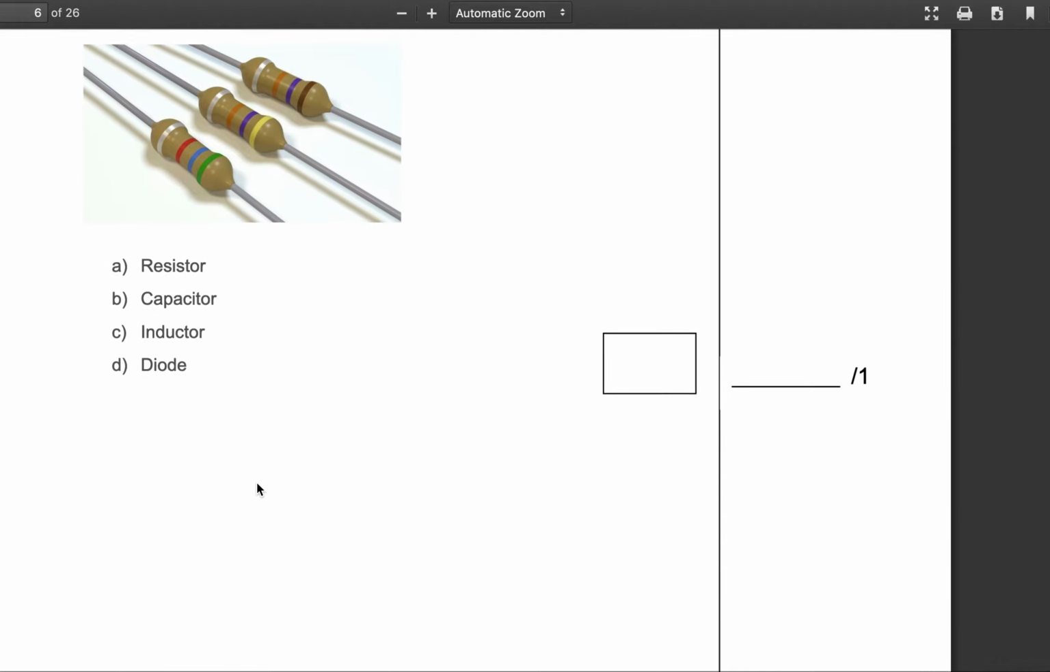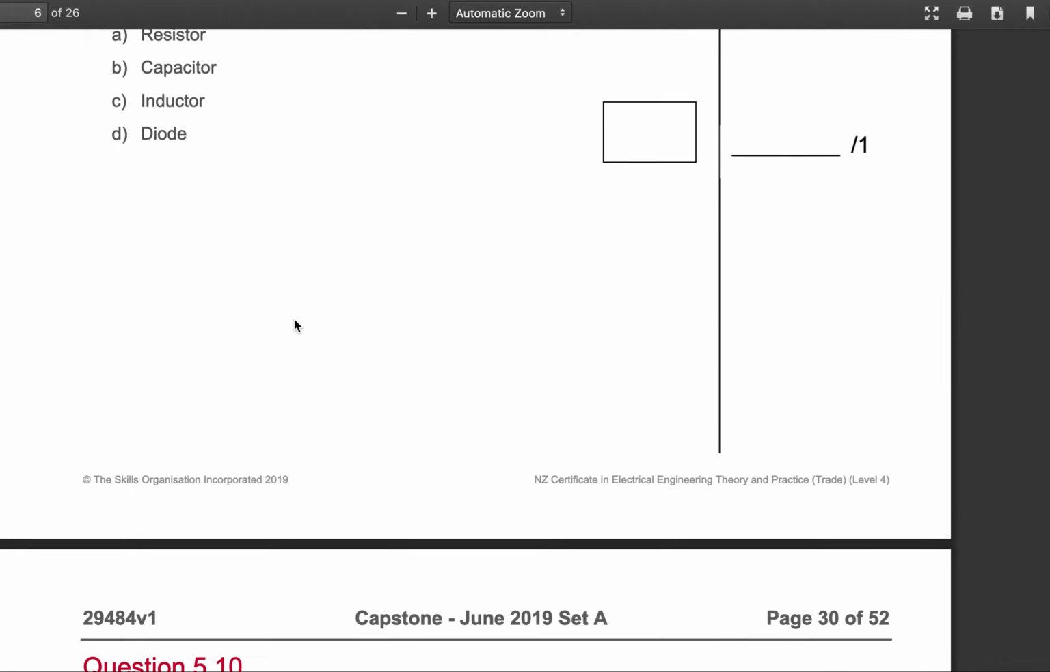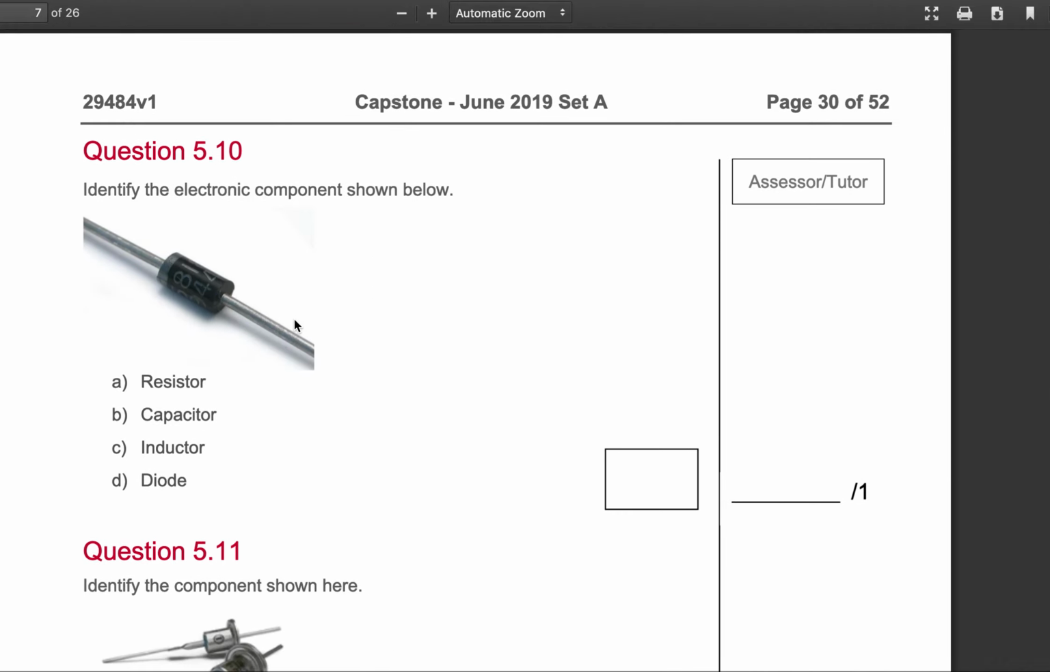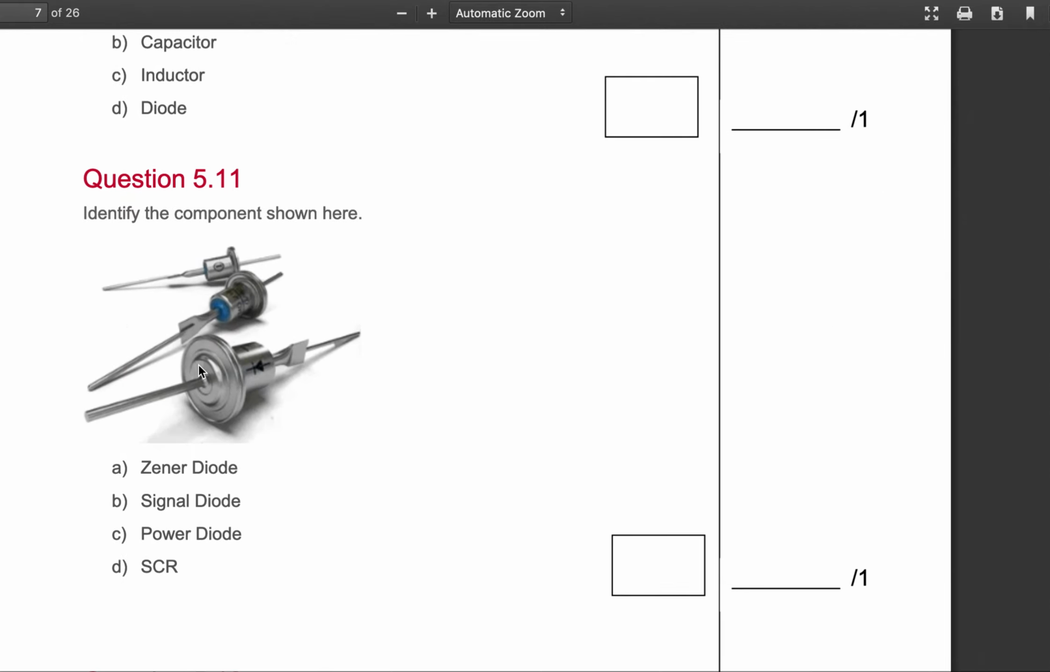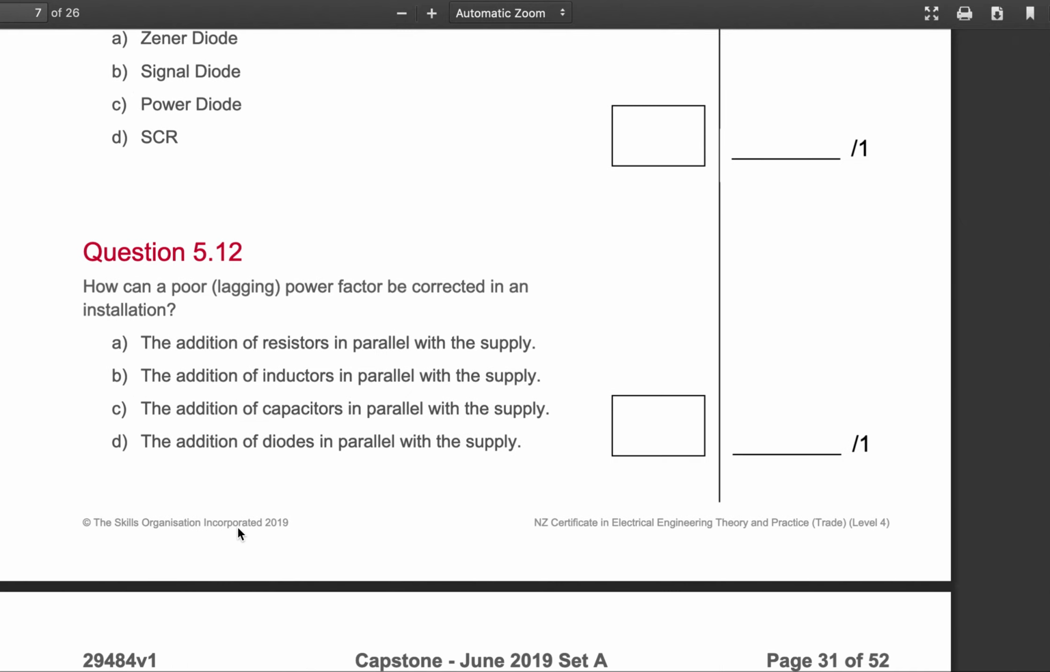Identify those components. Resistors, it's easy. Resistor. That one there is a diode, and these ones here are diodes as well. What kind of diodes are they? They're not Zeners and signals, they're not small diodes. These are power diodes. Big ones. Power diodes.